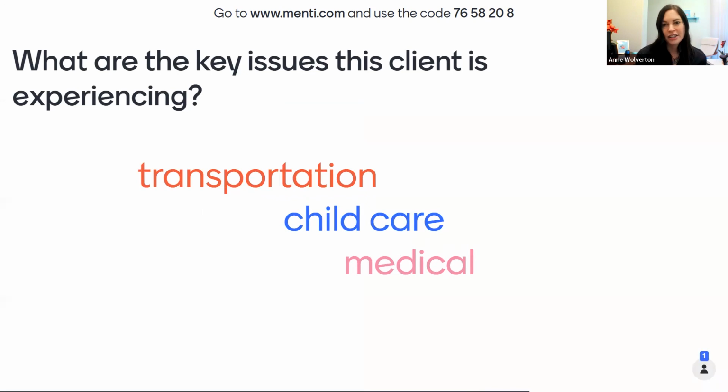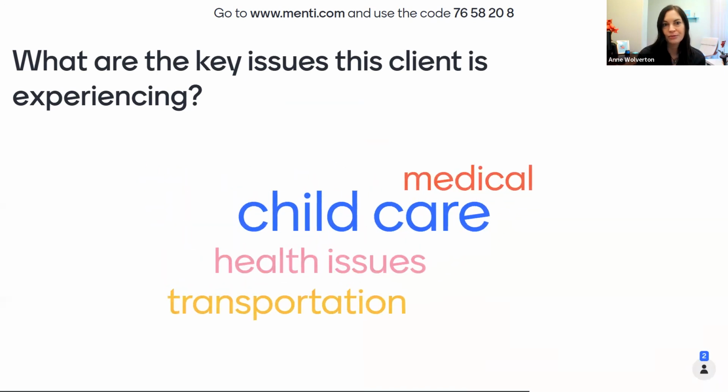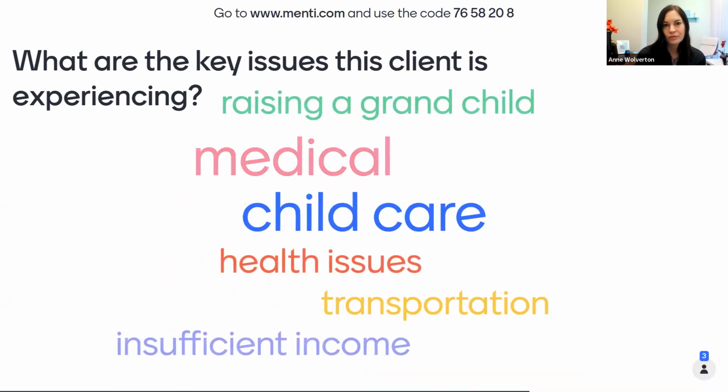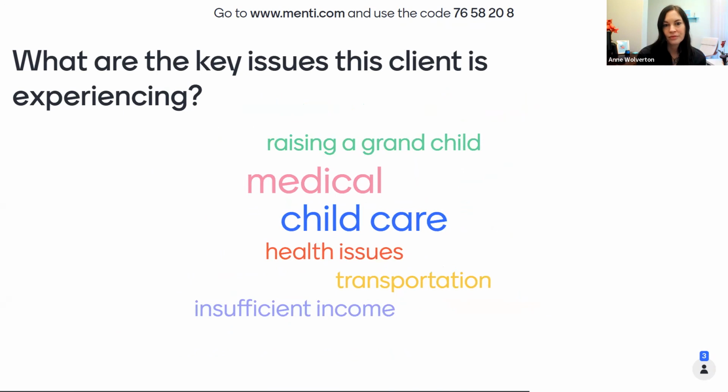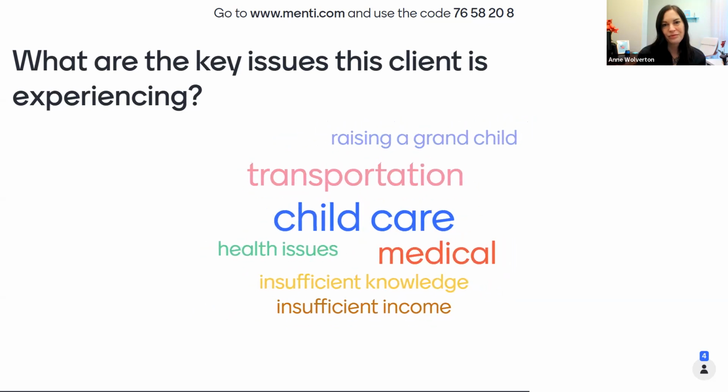Transportation, childcare, and medical, 3 big areas of need. An insufficient income. He's now raising a grandchild he wasn't planning on. Childcare comes through as the largest one here, and medical. Insufficient knowledge, needing more skills.